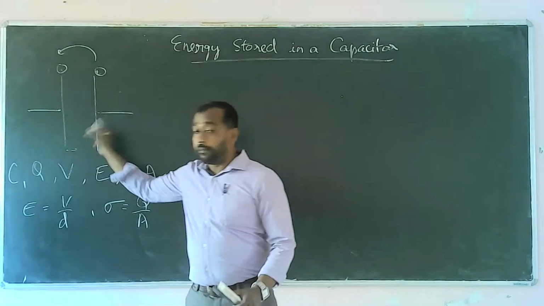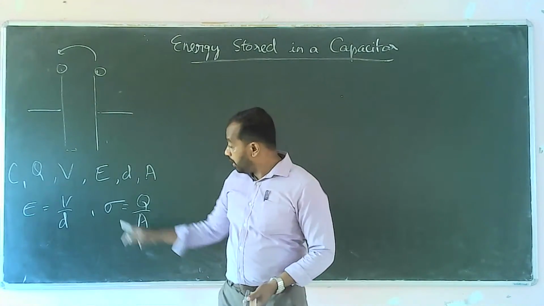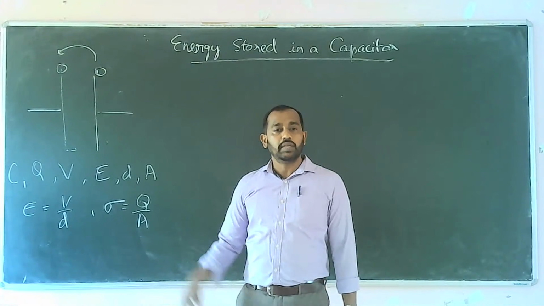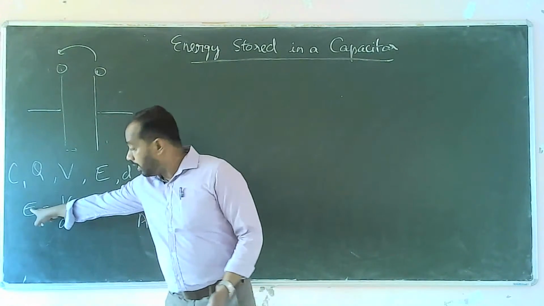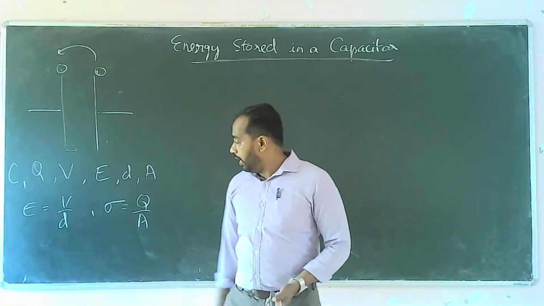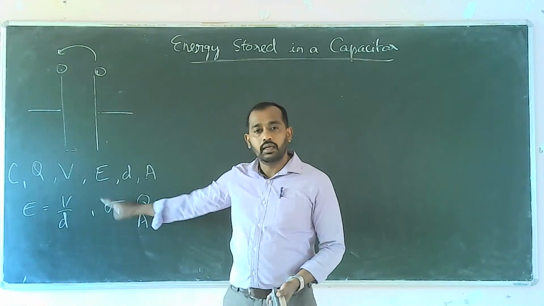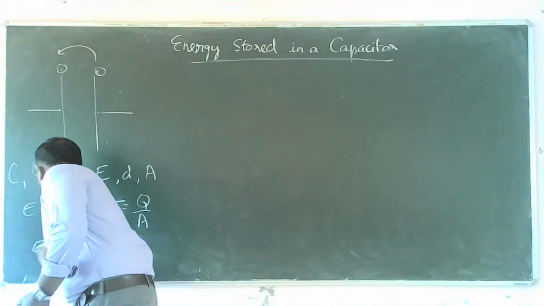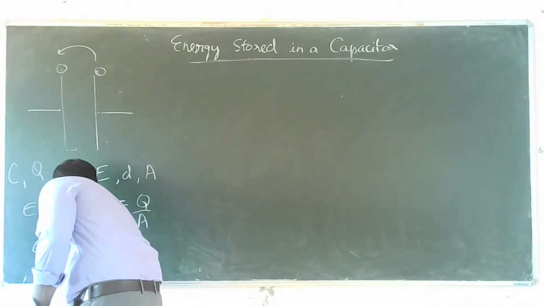And for the capacitor, we have seen that sigma and the electric field are also related. So what is the relation between them? We can represent the electric field in terms of the surface charge density. So what is the expression? E is equal to sigma divided by epsilon naught.